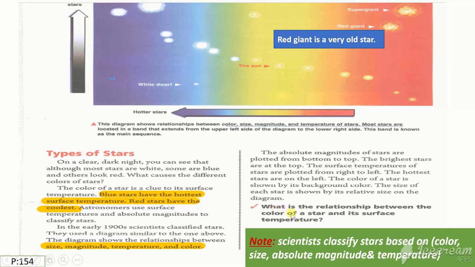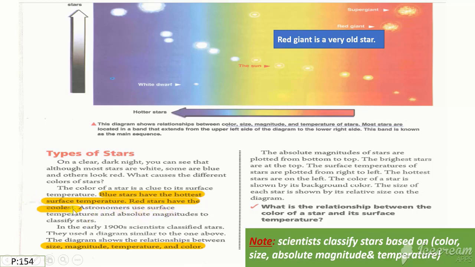Do you remember this question? What is the relationship between the color of a star and its surface temperature? The answer to this question is that blue stars have the hottest surface temperature, but red stars have the coolest.